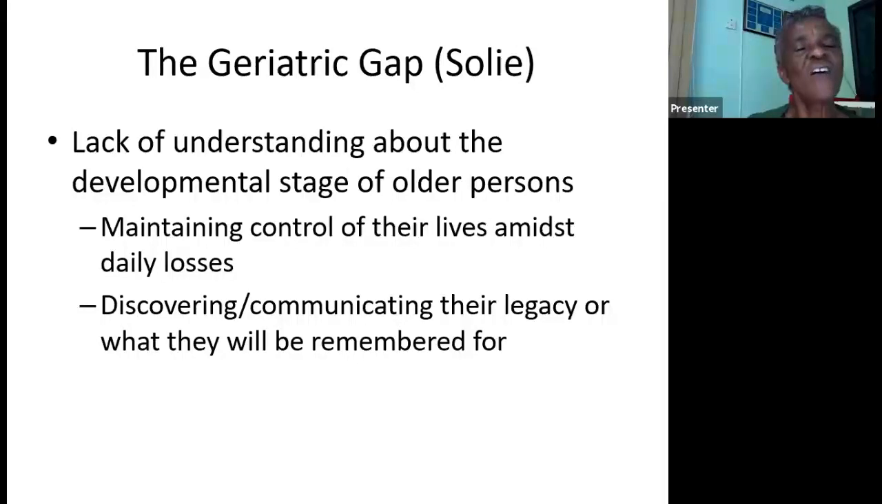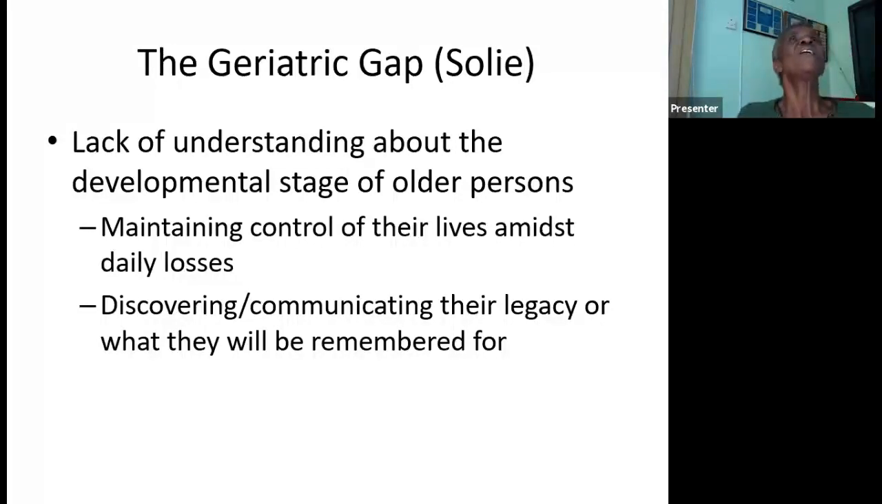But for him, he means that there's a lack of understanding about the developmental stage of older persons. We think that development has stopped. We get to the place where you're now old. And going back to what I started out with in terms of diminished capacity, they're not thinking that at that stage other things are going on. And therefore, he throws right back into this the two points that I raised earlier about maintaining control of their lives amidst all the daily losses that they experience, and also discovering and communicating their legacy, or what it is that they will be remembered for.